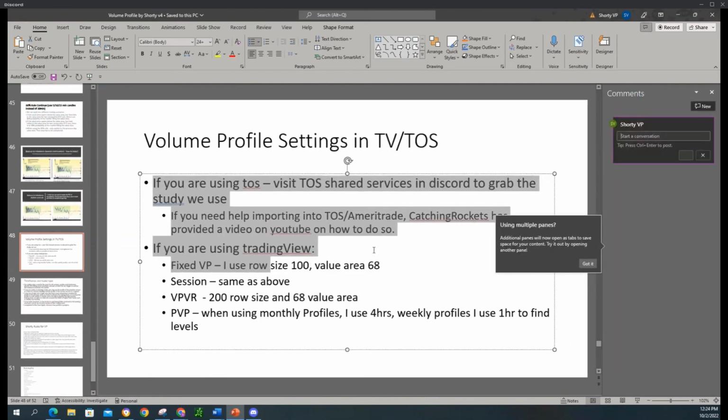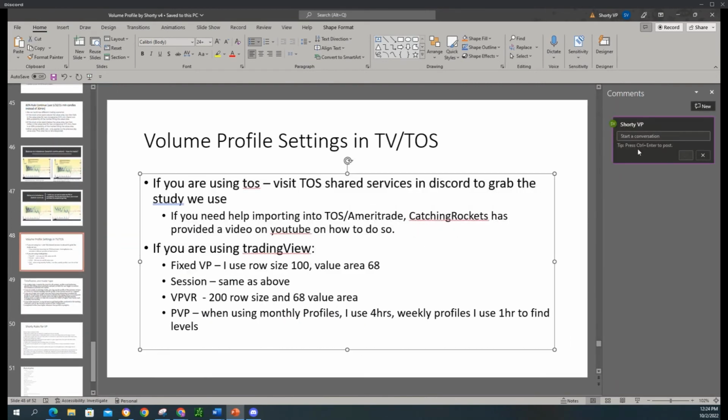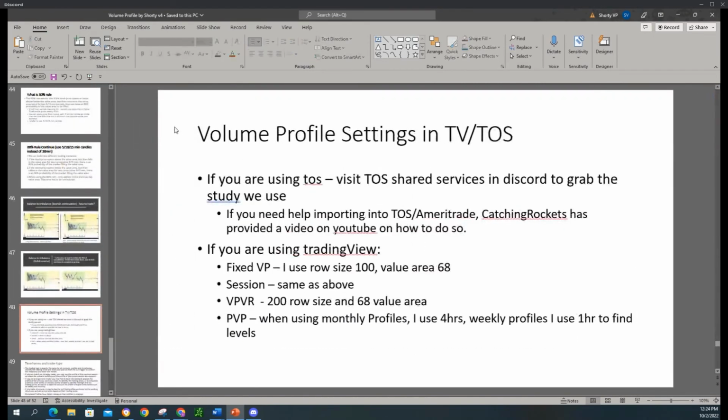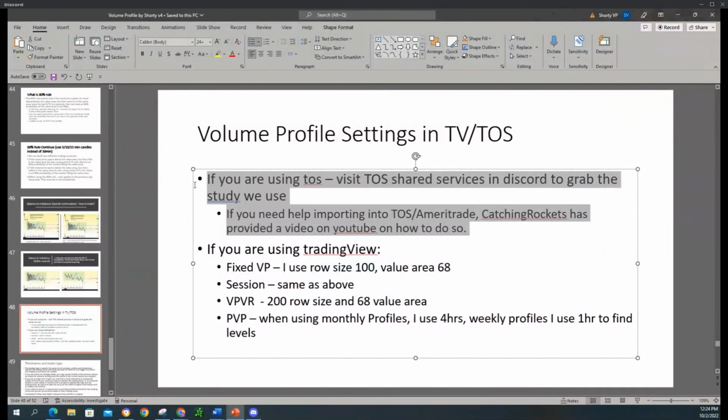On TOS, oh crap. Did not mean to do that, Microsoft. For TOS settings, you guys have to grab the study from the Discord and import it. If you need help, just ping me or any admins in the Discord, they'll help you.